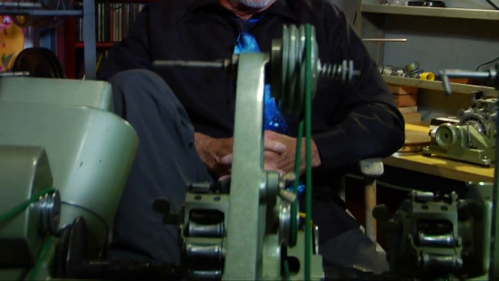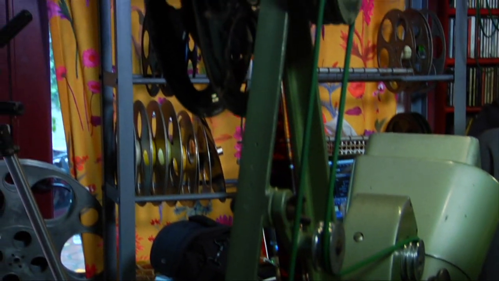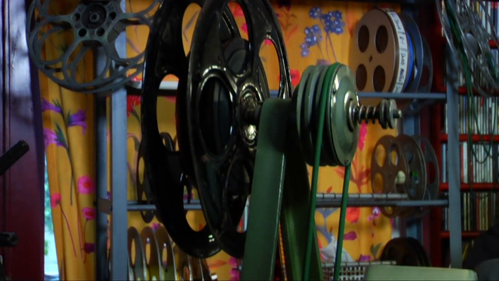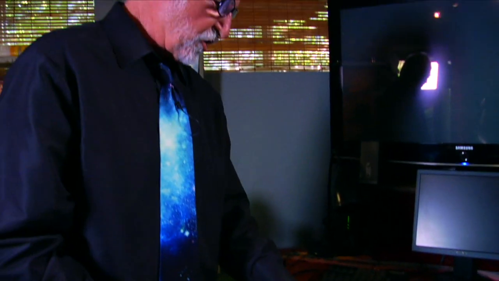The machine in front of you, I don't know if you can pull back, Doug, but the machine in front here is a Moviola. It was the workhorse of the industry for about, over 50 years. Historically, there's a couple of interesting things here.